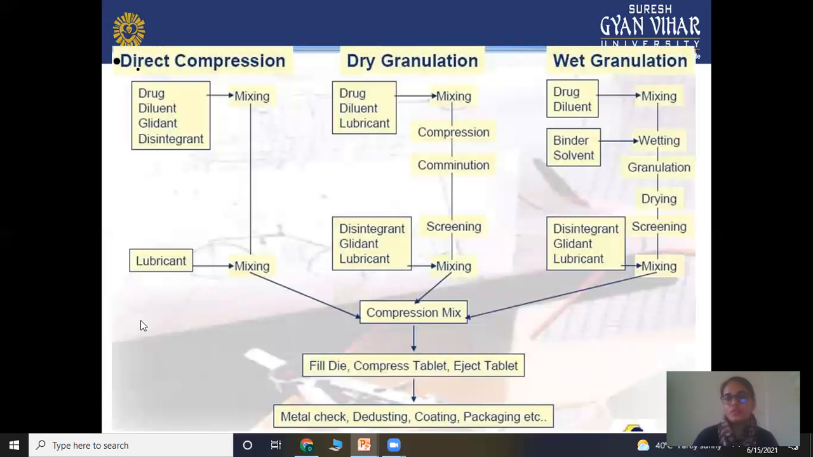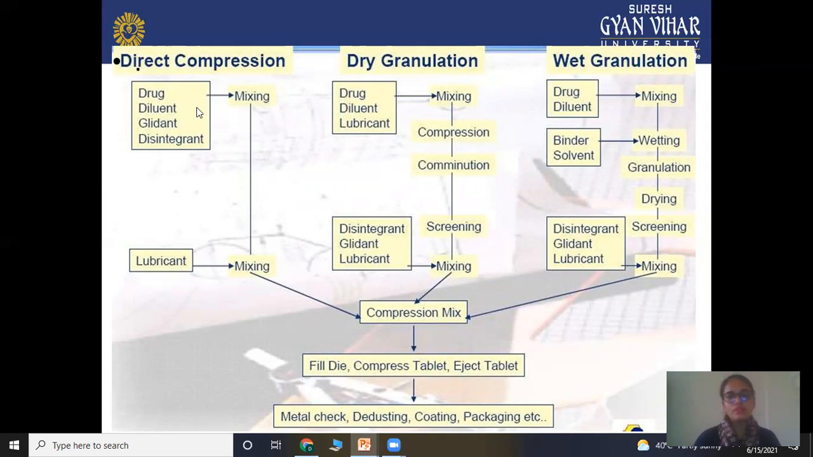Next are the different methods for tablet preparation, or granulation methods. There are three different methods. First is direct compression, second is dry granulation, and third is wet granulation. In direct compression, you take all the excipients and drug and directly compress them with the help of die and punches, and compression takes place.